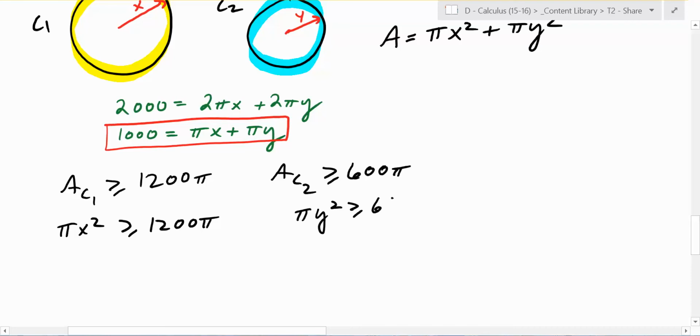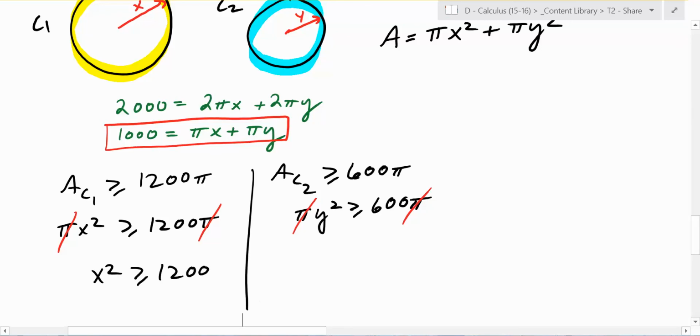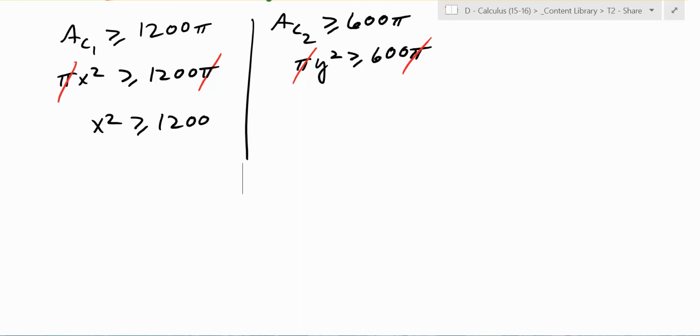Greater than or equal to 600 pi. What can we divide both sides by on each of these? Pi. You see that, everybody? So we have x squared is greater than or equal to 1200. I'm going to finish it on this side because we only need this side. So we take the square root of both sides now. So x has to be greater than or equal to what? The square root of 1200. Are you with me so far? X has to be greater than or equal to the square root of 1200.